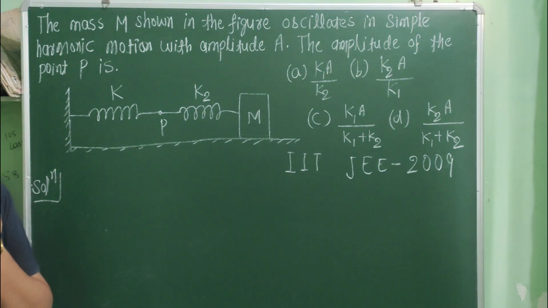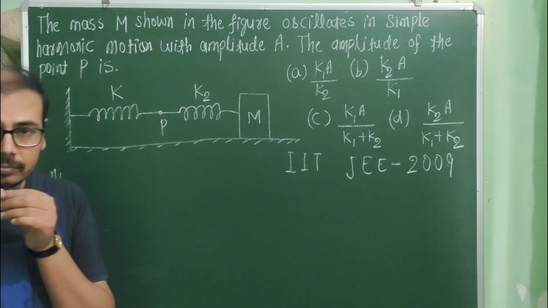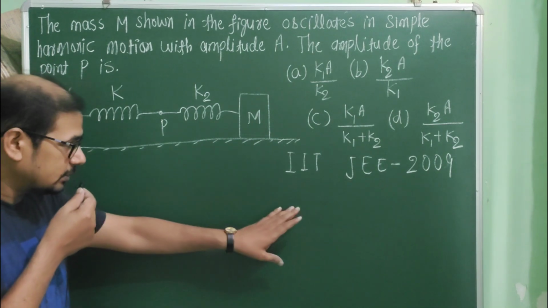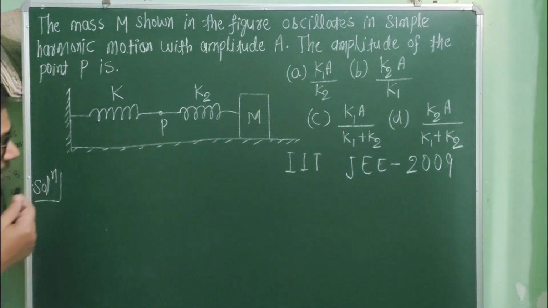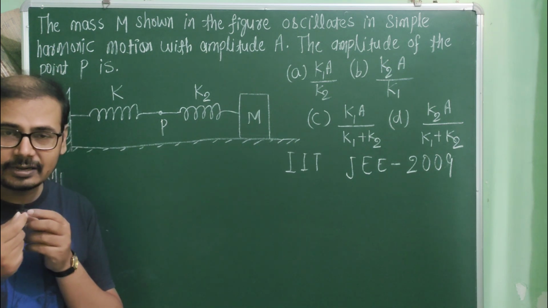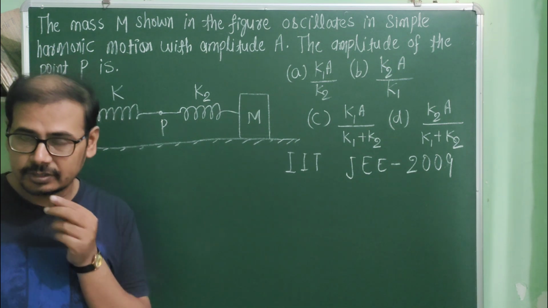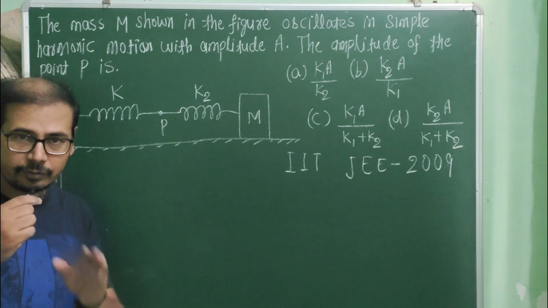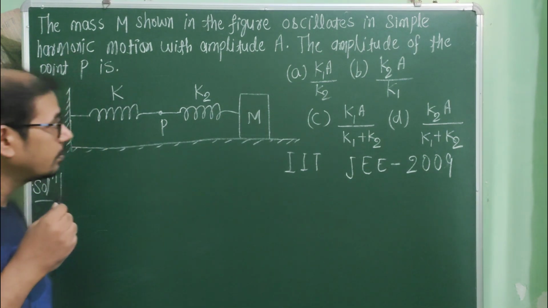Today I will discuss a very important question taken from simple harmonic motion. This question was asked in IIT Guwahati 2009. In this question, basically, we have to calculate the amplitude. As we know, in the case of simple harmonic motion, amplitude is the maximum distance covered by the particle from the mean position to the extreme position.